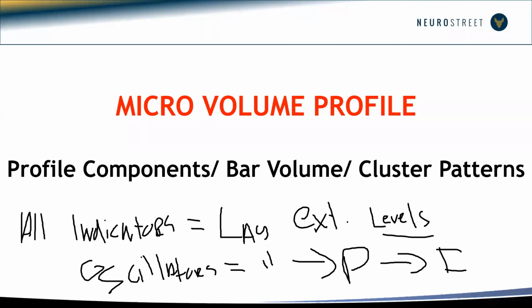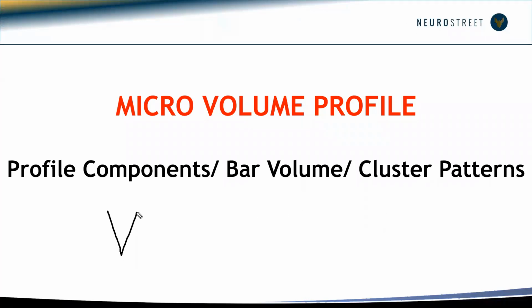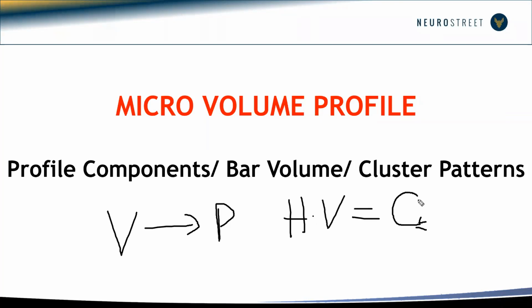Okay? However, volume will tell us what we can expect on price, because high volume equals, it's like a magnet, okay? Low volume equals rejection. So whenever we have areas of high volume or areas of low volume, it's pretty important information for us to have.